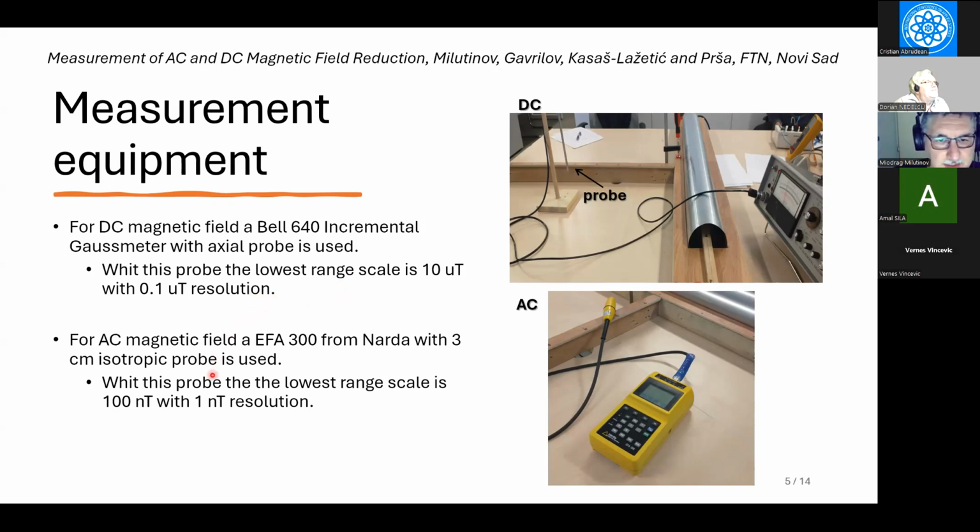For the AC magnetic field, we have a modern instrument, the NARDA EFE 300, with one small probe, small enough to capture the magnetic field at a point, and also with a very good range, sensitivity and resolution.